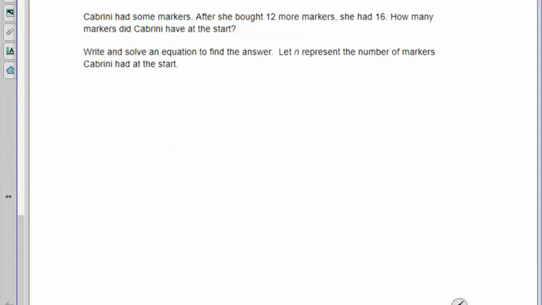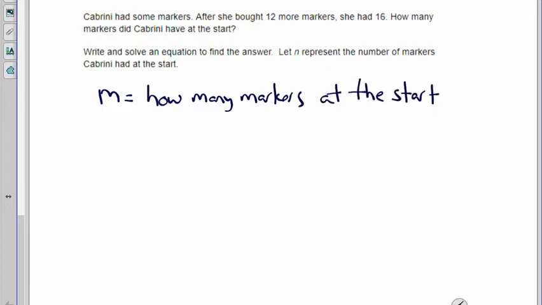Here's an example for you to try. Cabrini has some markers. We can call them whatever we want, use whatever letter we want. How about M? M equals how many markers at the start. And then she bought 12 more and had a total of 16. And we want to know how many she had at the start, what that M was.